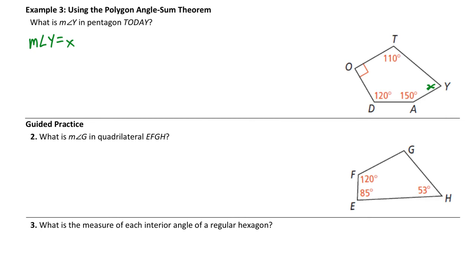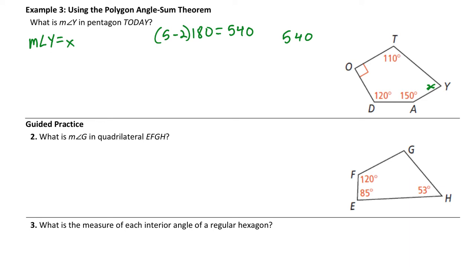So to find the sum, I'm going to take 5 minus 2 times 180, which is 3 times 180, which is 540. So a simple way to think of this is if I know all but one angle of a polygon, I can take that sum and basically just subtract all of the known angles from that sum to get the remaining angle.